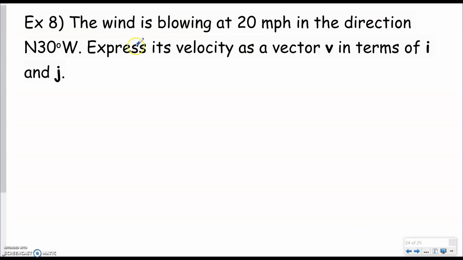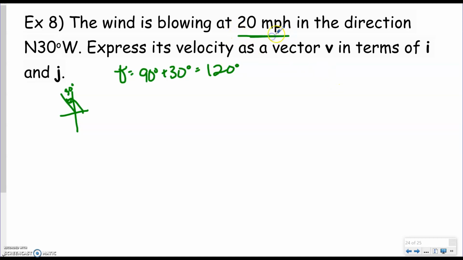So what we're going to do is: the wind is blowing at 20 miles per hour in the direction of north 30 degrees west. Okay, so when you're thinking of this, due north is up here, right? From there, 30 degrees west would be right there. So this is 30 degrees. So our actual angle is going to be this whole thing. So we're going to do 90 plus 30 to get a theta of 120. 20 miles per hour is going to be your magnitude.